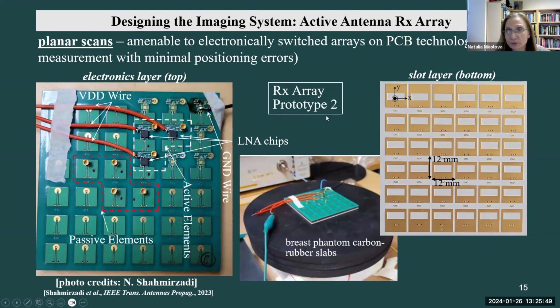And this is our prototype 2, where we wanted to compare a passive antenna element, such as the one here, versus an antenna element which is equipped with a low noise amplifier, an LNA chip. Sure enough, we found out that the signal to noise ratio is much improved if you have an LNA chip. And so here you see the measurement on a breast phantom made of carbon rubber slabs, custom made.